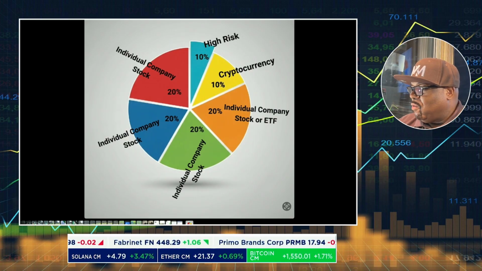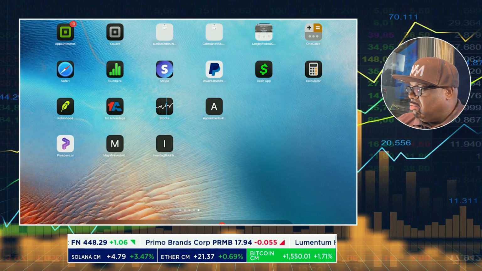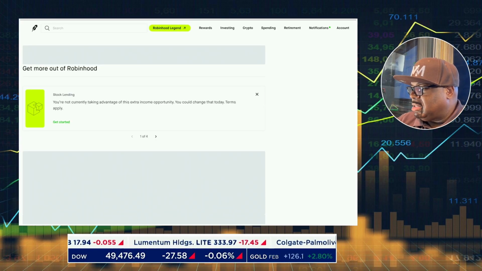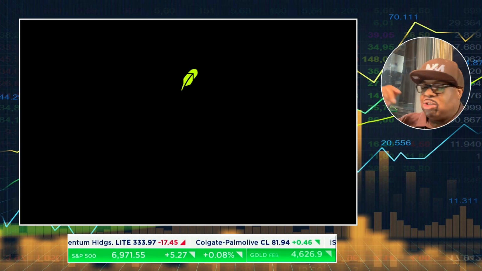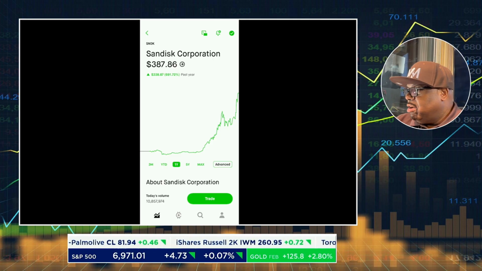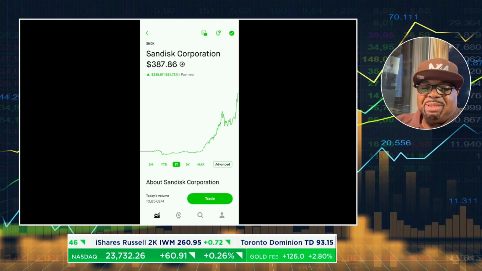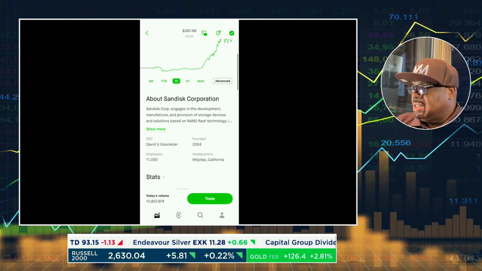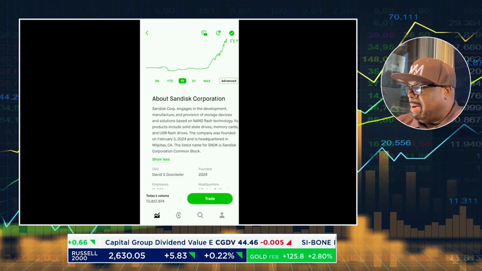I'm going to jump back over here to Robinhood real quick and show you what I mean by a high risk stock. Let me go to the desktop version because a lot of you out there are using the desktop version. Right here, pop right up. SanDisk Corporation is what I can consider to be a high risk stock. I'm going to read a little bit about them.